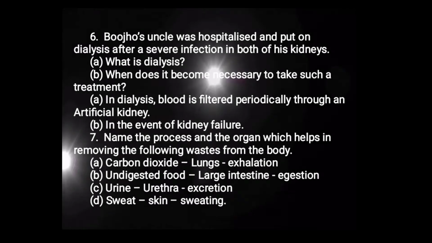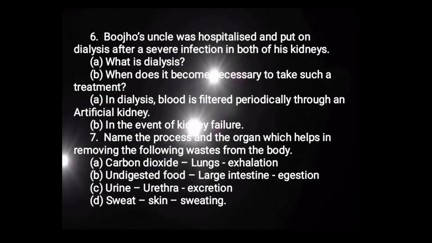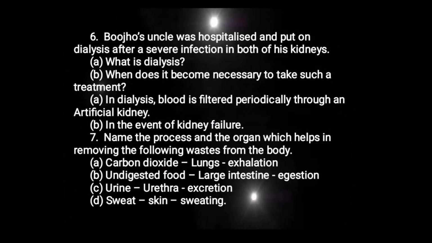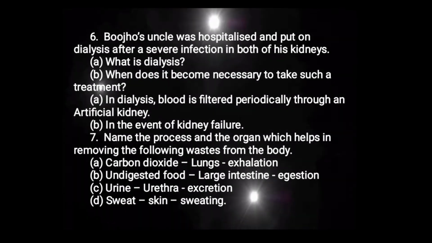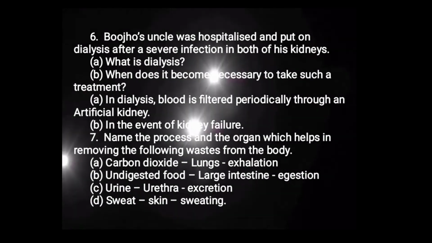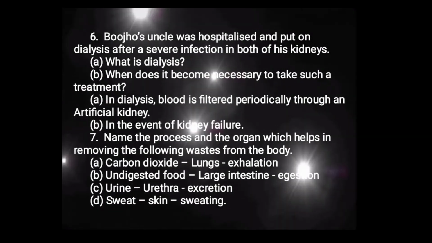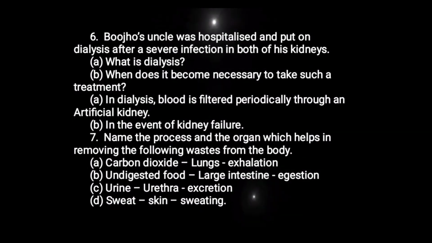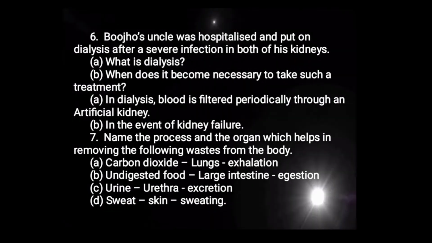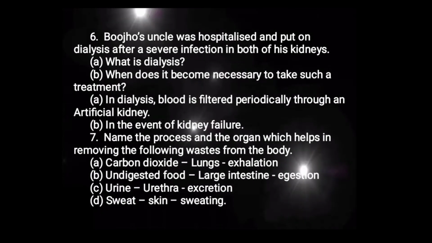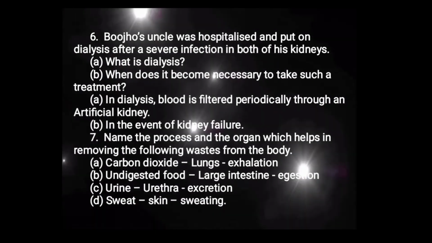Moving to question number 7. Name the process and the organ which help in removing the following waste from the body. So now the question is, you have to list the organ and also list in which way it helps to remove the waste from our body. Okay? First, A is carbon dioxide. Carbon dioxide is a gaseous waste, a waste in the form of gas. Which organ helps to get rid of this? It is the lungs, obviously. By the process called exhalation.